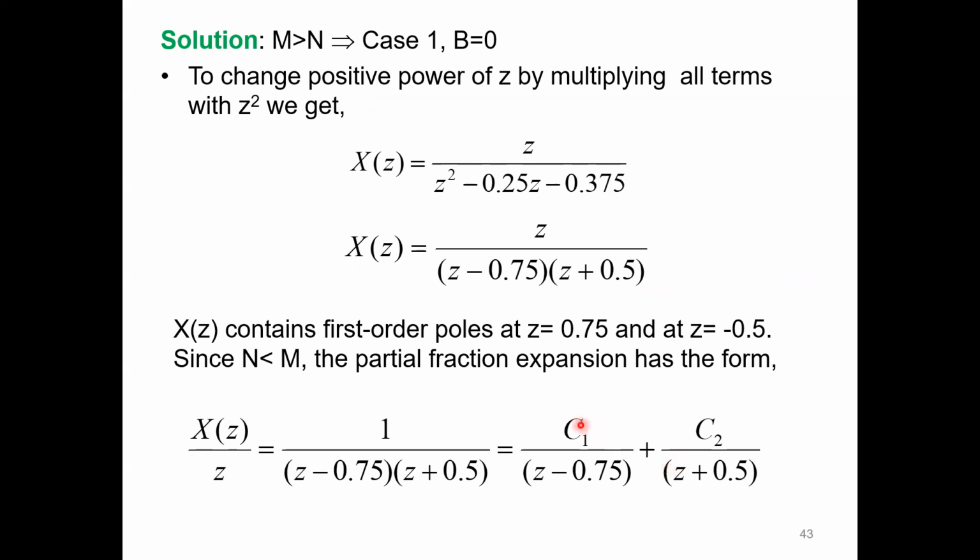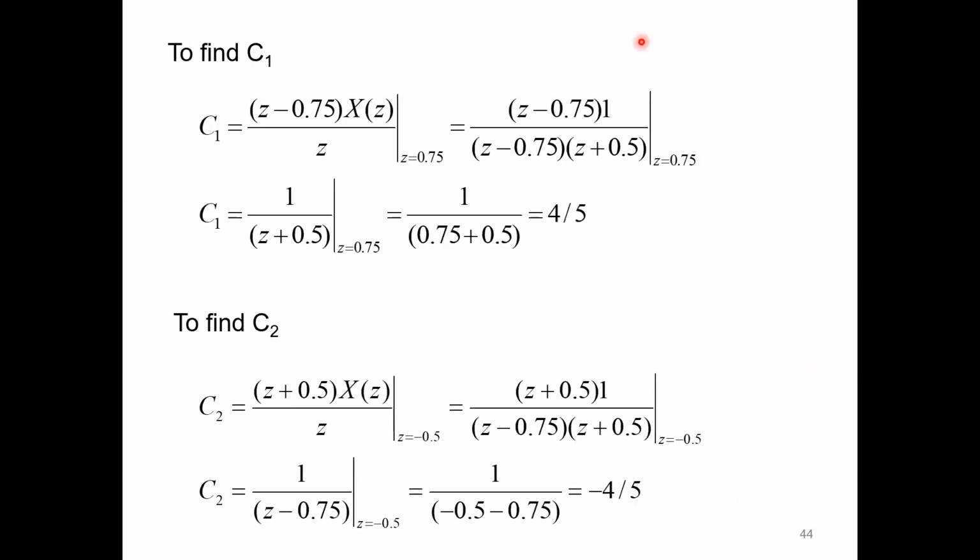Right, so we figured out the first term C1 over z minus 0.75, and second term C2 over z plus 0.5. And we do the partial fractions. The first one, C1, is like this. When the pole is 0.75, the answer is 4 over 5. To calculate C2, the second coefficient, the pole value is minus half. And this is the whole expression. The answer is minus 4 over 5.